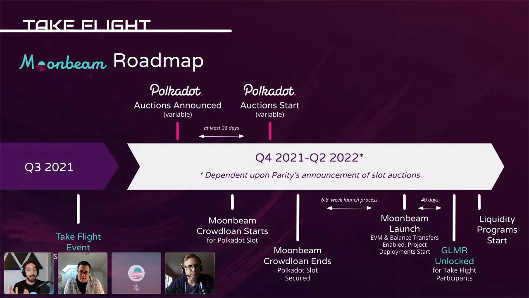The main difference between Polkadot and Kusama is that Polkadot has a 28-day unbonding period for staking, and that will be considered. So when the auctions are announced, there will be at least 28 days to make sure that people can unbond their tokens. So there is a little bit more room for people to get prepared for the Moonbeam crowd loan when it starts. But yes, all of them are great.